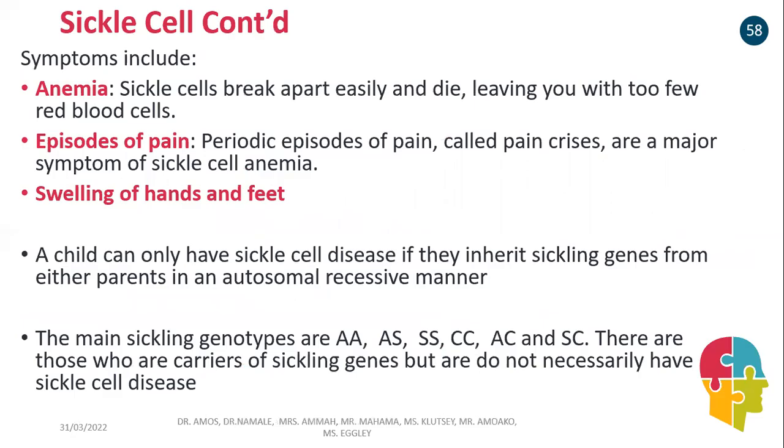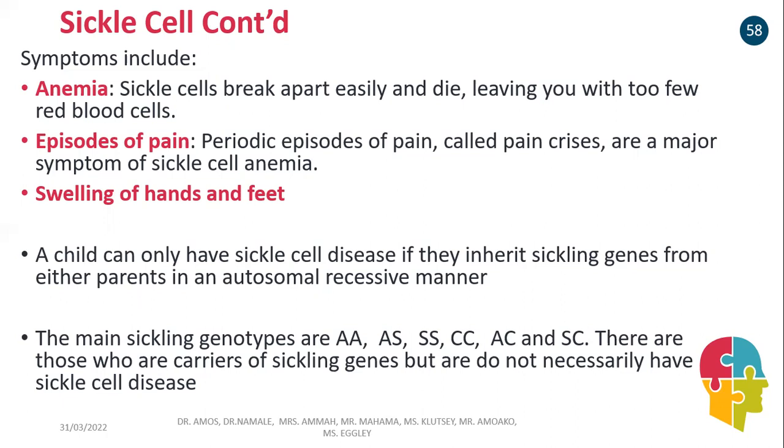We have anemia. Because the red blood cells are weak, they usually break apart easily and die. Once you have fewer red blood cells, it means your blood count will also be low. Sometimes people experience periodic episodes of pain because of the blocking of the blood vessels, so they sometimes have pain crises. They also sometimes have swelling of the hands and feet.